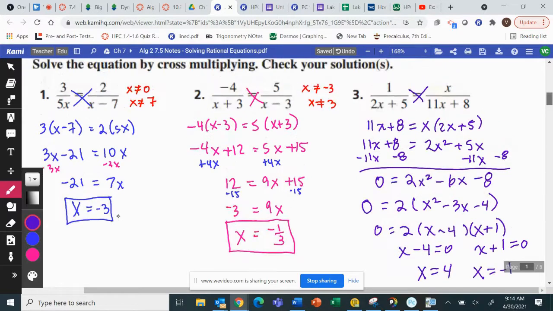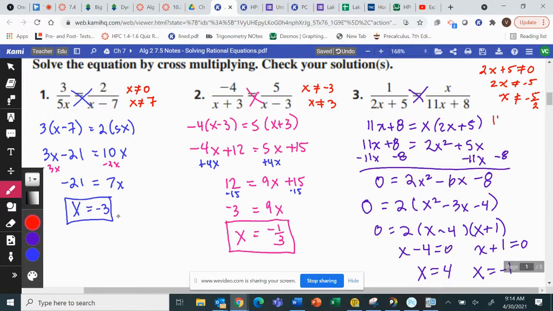Go back up and look at those domain restrictions. 2x plus 5 does not equal 0. So 2x does not equal negative 5. So x does not equal negative 5 halves. Neither of my answers are negative 5 halves.